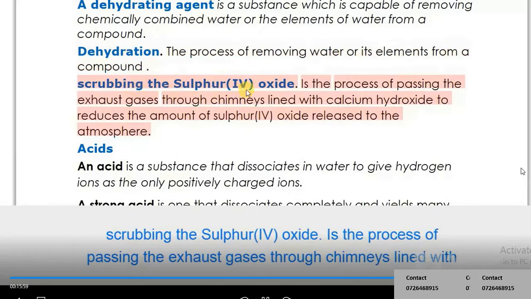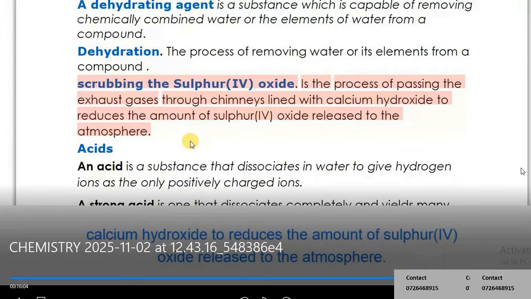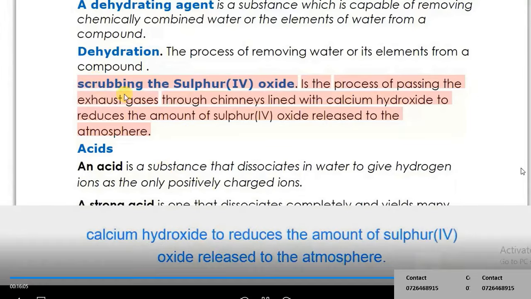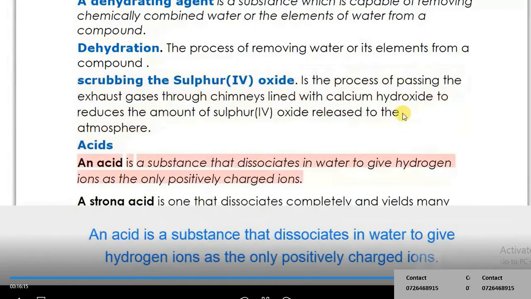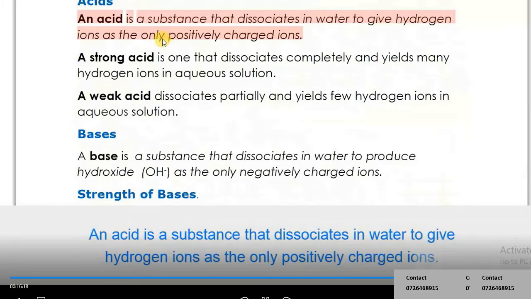Scrubbing of sulfur oxide is the process of passing the exhaust gases through chimneys lined with calcium hydroxide to reduce the amount of sulfur oxide released to the atmosphere.